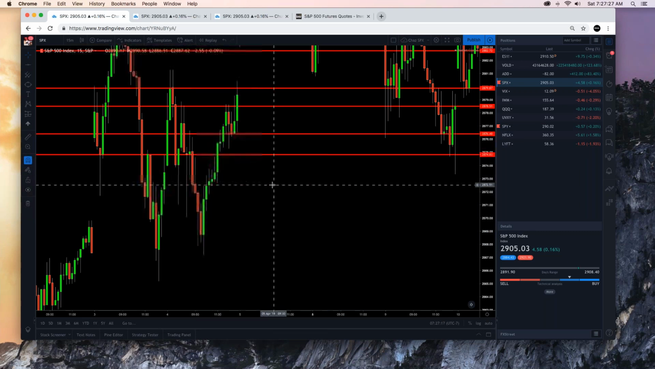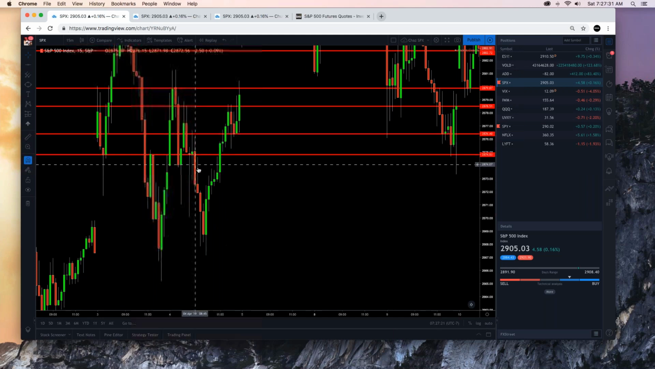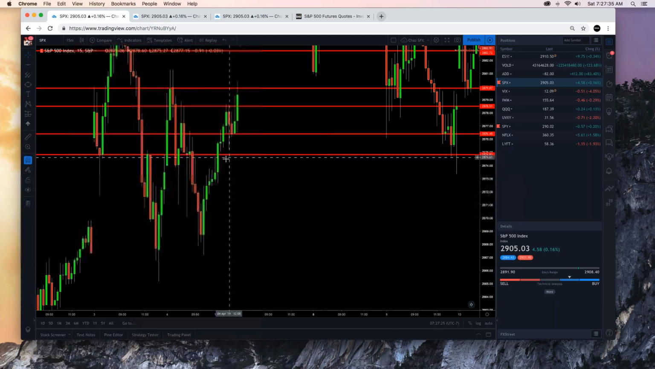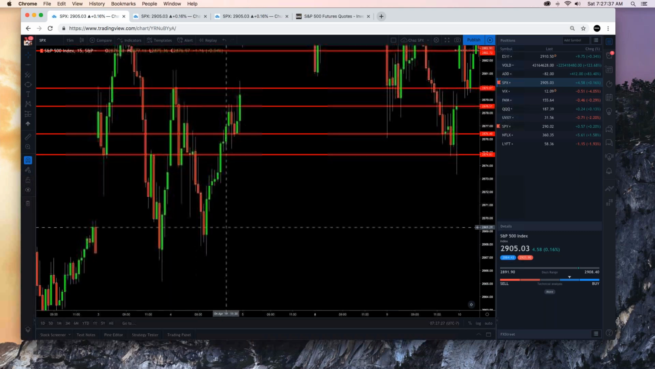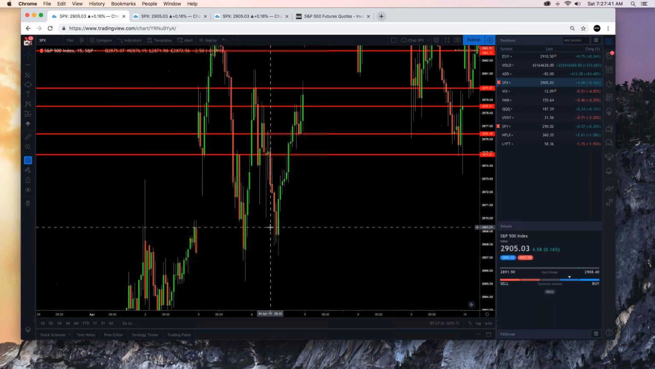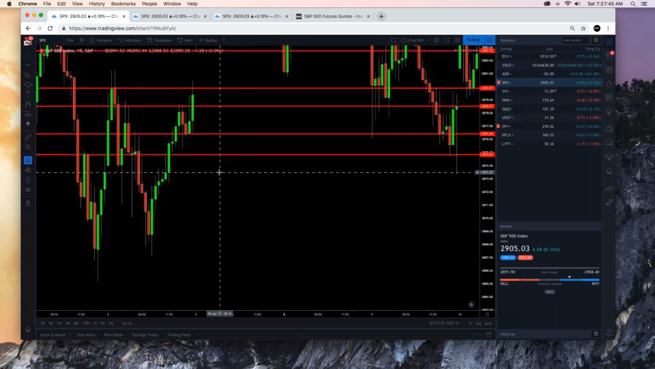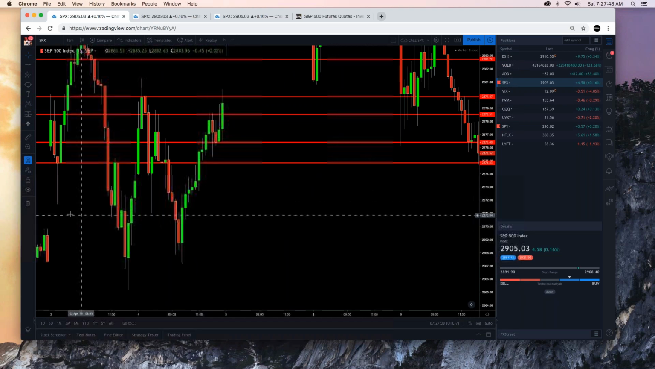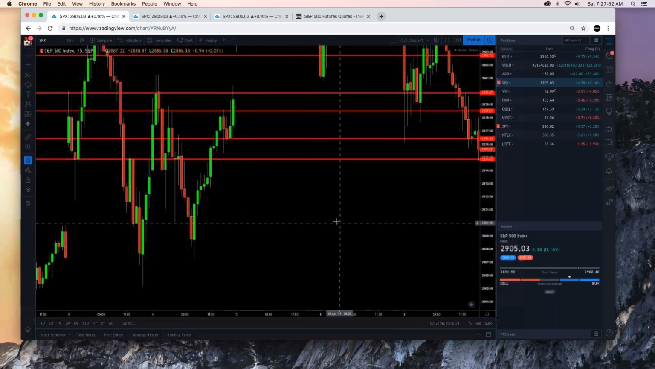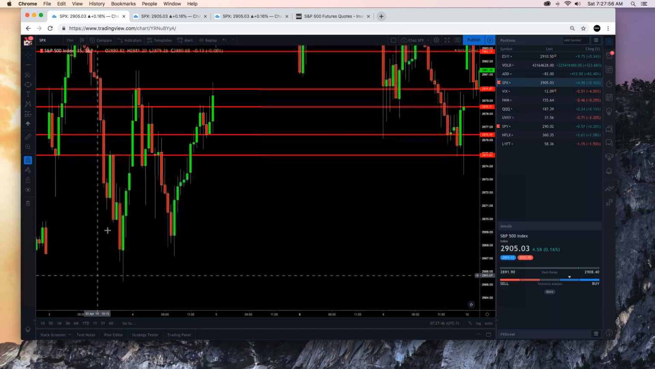So next level, this is where it gets hard when things are breaking through like this. You see, there's just massive candles. There's not really any congestion. This is just basically a V bottom move. So we're going to look for literally any type of congestion.